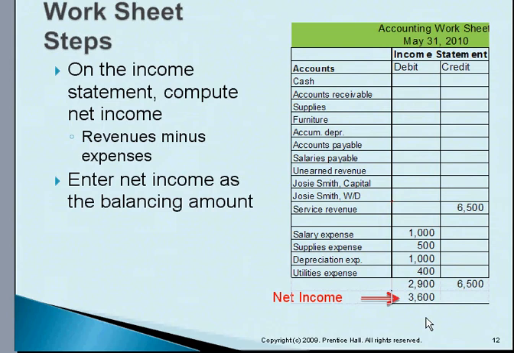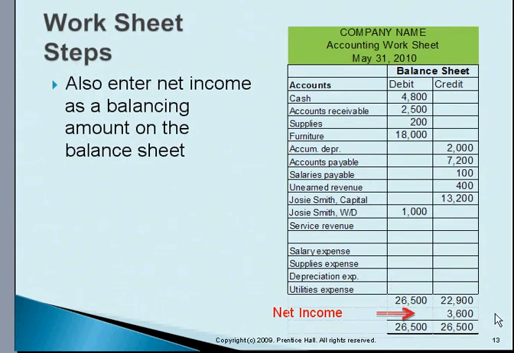So, we know we need to make each pair of columns match, equal each other on the worksheet. So what we do is we subtract the $2,900 from the $6,500. We come up with net income of $3,600. Okay, so the amount needed to balance the debit column is the net income, $3,600. The amount needed to balance the credit column on the balance sheet side is also $3,600.